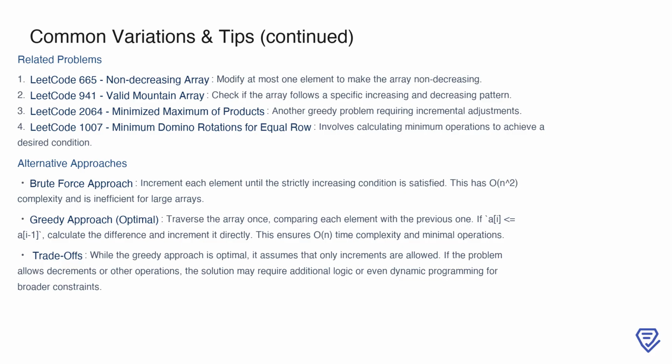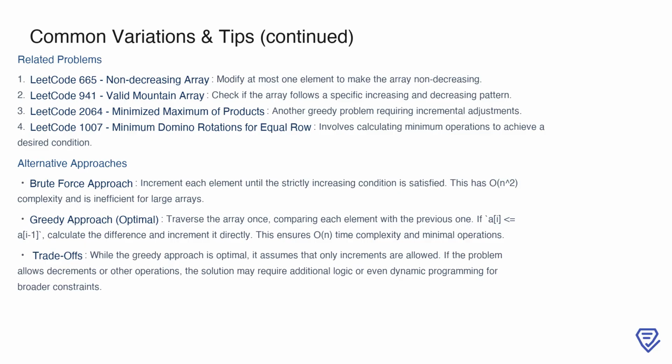This problem also has connections to other related problems, which can help deepen your understanding. For instance, in LeetCode 665, you modify at most one element to make the array non-decreasing. Or in LeetCode 941, you check if the array follows a specific increasing and decreasing pattern, like a mountain. Another example is LeetCode 2064, which involves incremental adjustments in a greedy context. Finally, LeetCode 1007 challenges you to calculate the minimum operations needed to achieve a desired condition by rotating dominoes. Thinking about these related problems can give you a broader perspective.